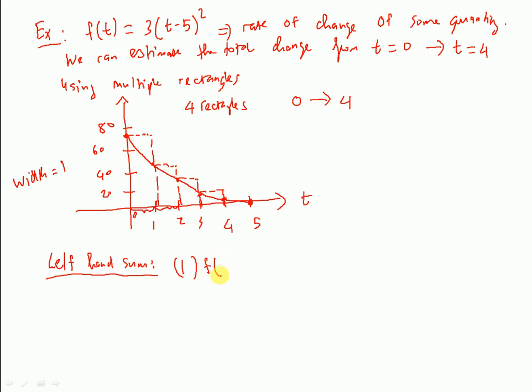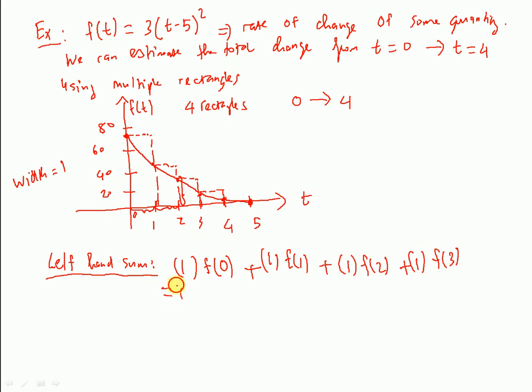Or you have f of 0, because this is f of t, right? So when t is 0, we have the height. So f of 0 multiplied by 1, and we add the next rectangle, which is f of 1. Also the width is 1, the height is f of 1. So f of 1, and we add again f of 2 for the height of this one. So f of 2, and the last one would be f of 3 multiplied by 1.